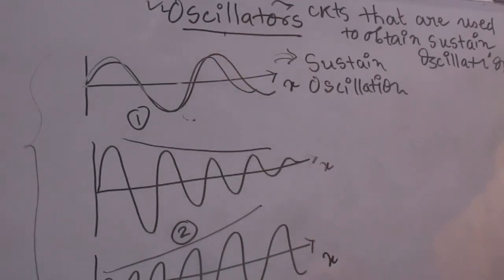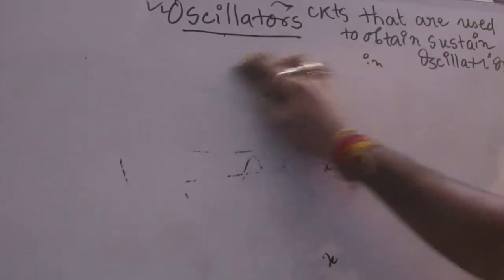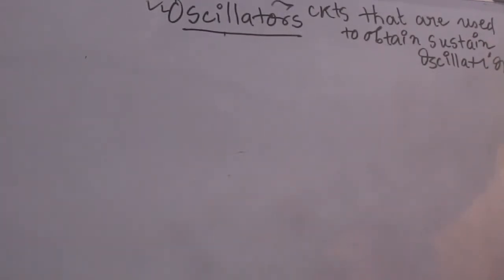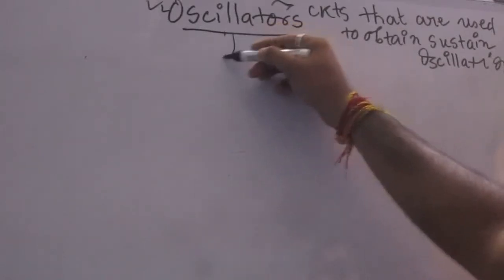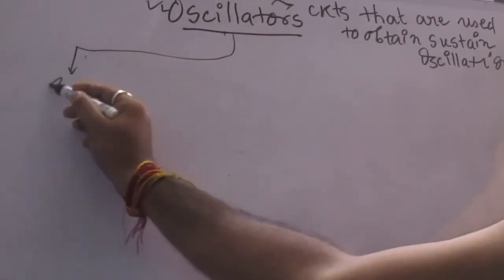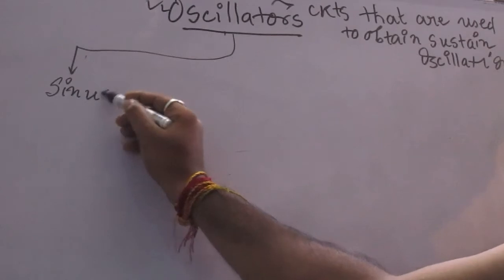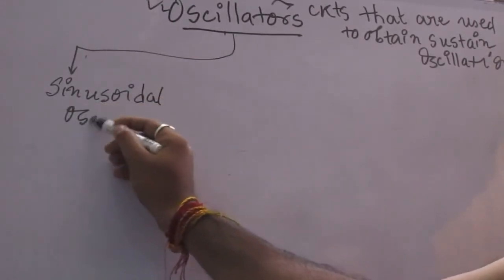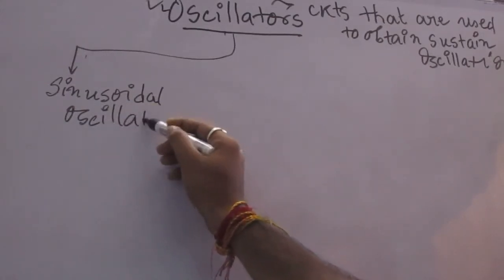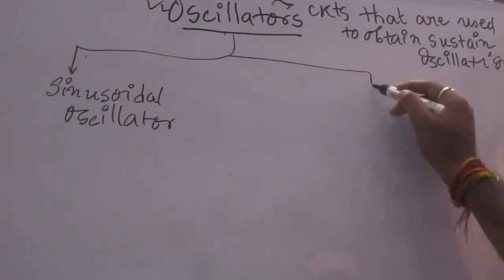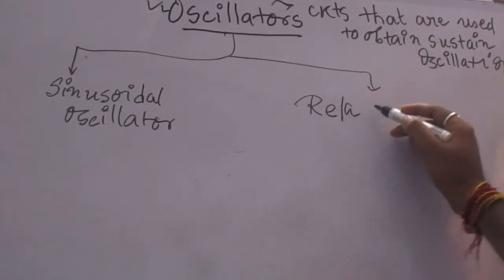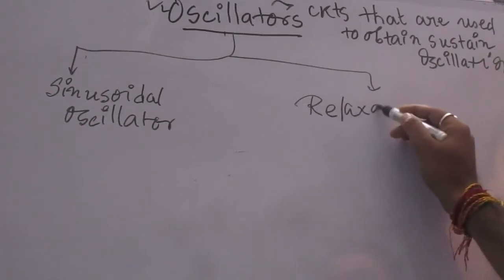Now, oscillators can be mainly of two types. The first one is the sinusoidal oscillator, and the second one is the relaxation oscillator.